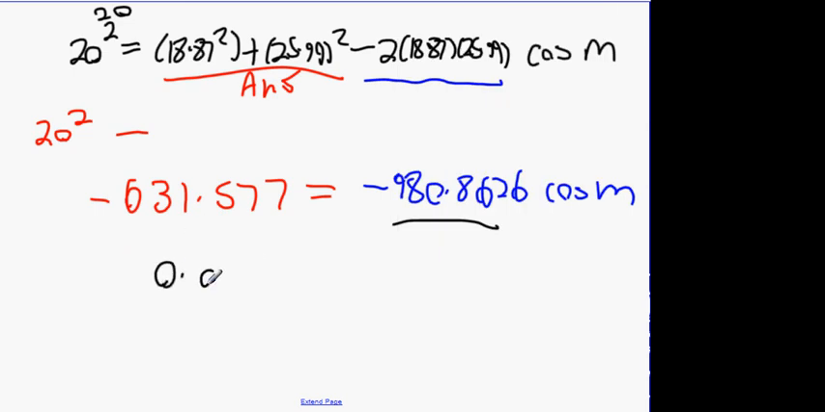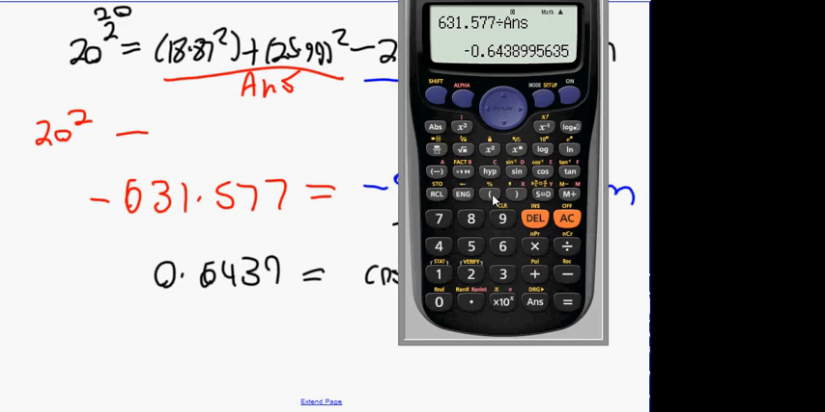0.6439 equals cos M. Now we're expecting an acute angle, so let's cos inverse that. Do I have a minus there? I'm just going to multiply that by minus 1 to fix it. I'm going to cos inverse the answer. And what we get there is 49.92 degrees.